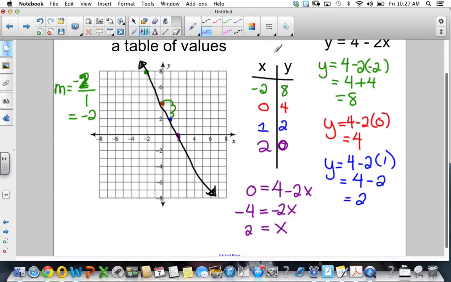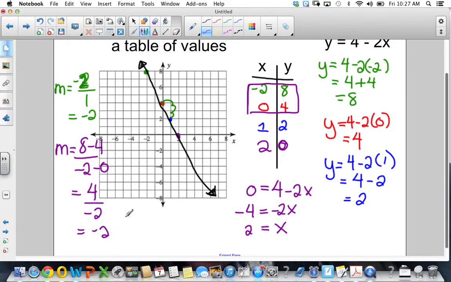In the previous video, I talked about the formula where it's the difference in the y's over the difference in the x. So you can pick any 2 points you want and calculate the slope using the formula. Change in y, 8 minus 4, over the change in x, -2 minus 0. And indeed you get the exact same slope that we found by counting, -2 over 1 or -2.